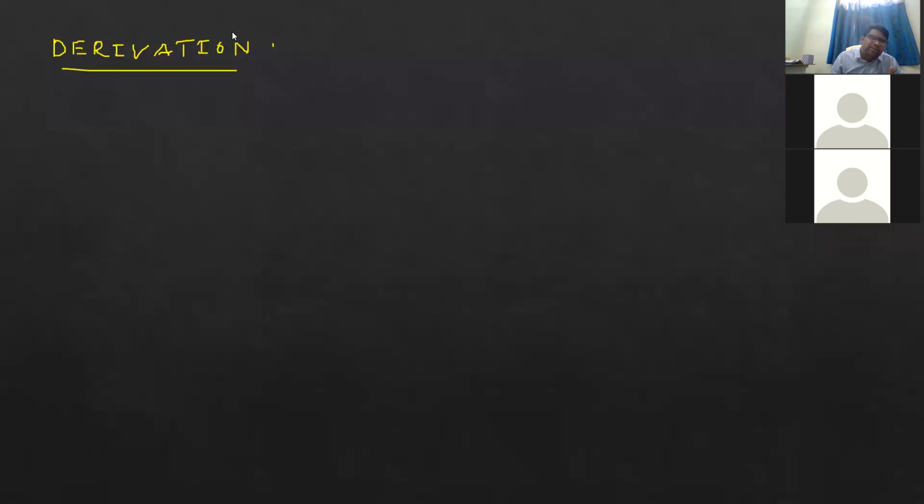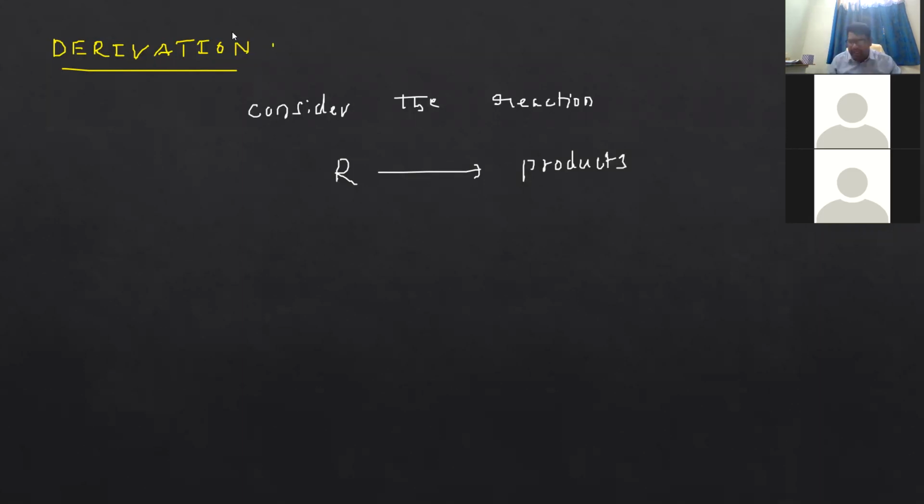Already you know the zero order reaction definition: the sum of powers of concentration terms in the reactants is 0. For example, let us consider a reaction. Reactant gives rise to products. Every chemical reaction has reactants that react together to form products.